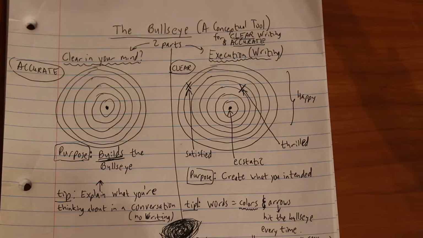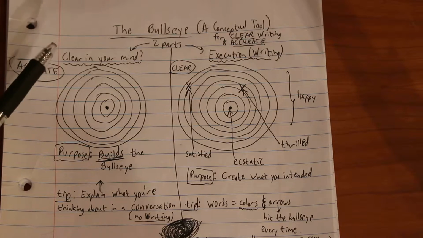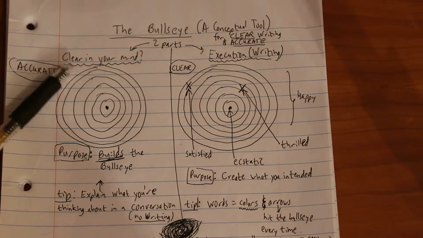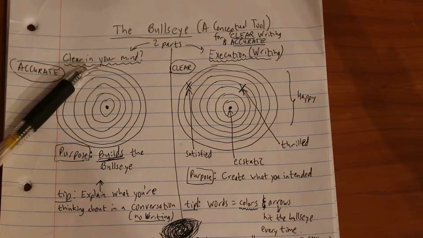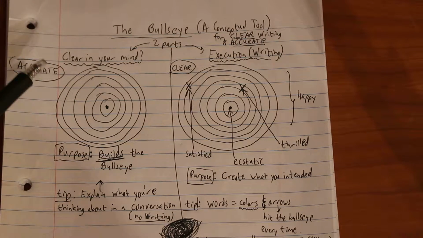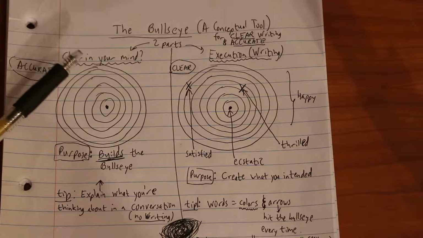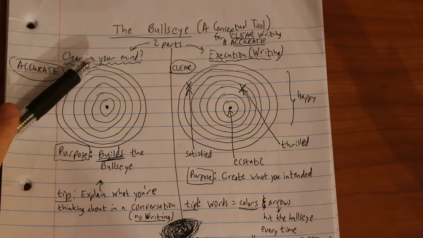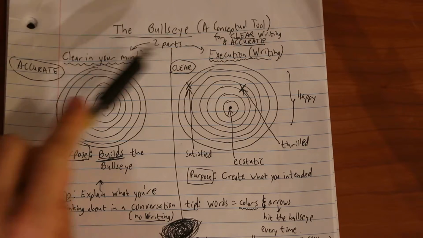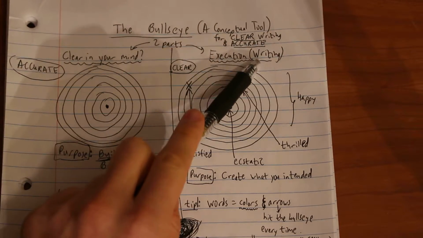There's two steps. So the first step is, do you have what you're writing about, what you want to write about, clear in your mind? Is your thought very clear? Did you understand what you read? If you're not even quite sure what you're trying to say, there's no way it's going to come out good. So make sure it's clear in your mind. And then only once it's clear in your mind will we worry about the execution or the writing.